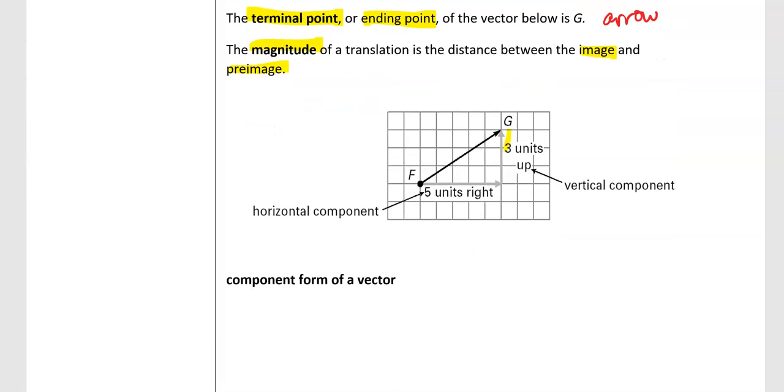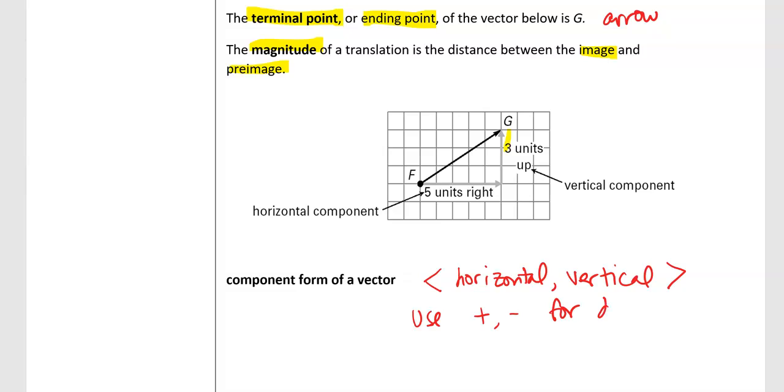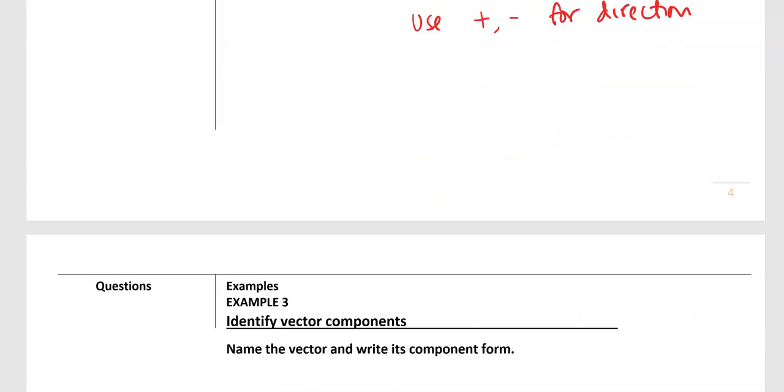All right, component form of a vector. I want us to write a couple of things. First of all, the symbols of a vector are these. They kind of look like a greater than or less than sign. So I'm going to do this symbol and I'm going to write the word horizontal, comma, vertical, like that. And so we're going to use positive or negative for direction. So use plus or minus, should be a minus sign there, for direction. Okay. All right, so let's go to the next page and we are going to name all this out.